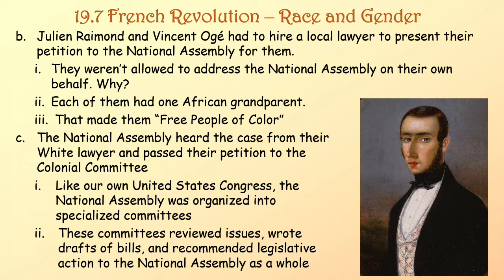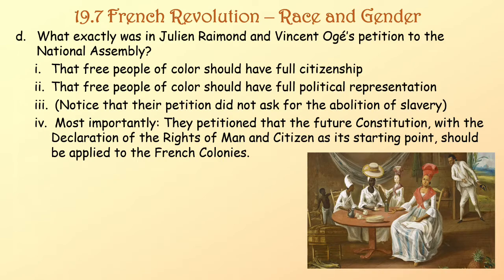Like our own United States Congress, the National Assembly was organized into specialized committees, and these committees reviewed issues, wrote drafts of bills, and recommended legislative action to the National Assembly as a whole. What exactly was in Julien Raimond and Vincent Ogé's petition to the National Assembly?